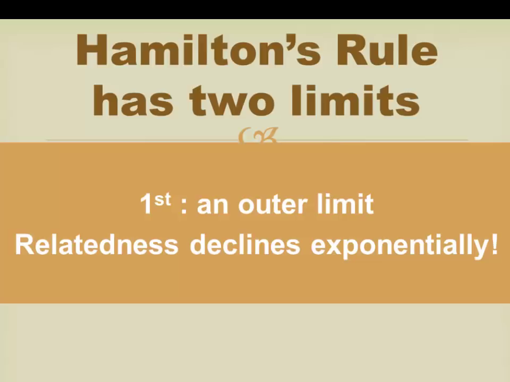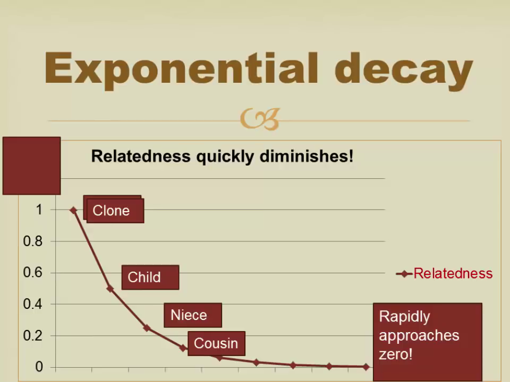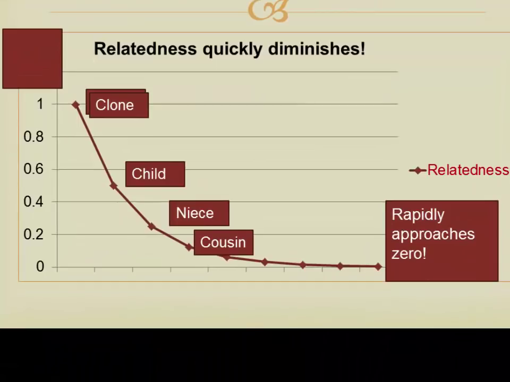But it's really easy to see that relatedness declines exponentially. And this is simply because relatedness falls off 50% at each step out that we take from ourselves to other relatives. And this is called exponential decay. And we can see that relatedness indeed falls off quickly. We go from 1.0, which is our relatedness to ourself, to 0.5, which is our relatedness to our child, to 0.25, our relatedness to a niece or nephew, and 0.125, 12.5%, our relatedness to a first cousin. And then it keeps just getting halved at each step away from us.